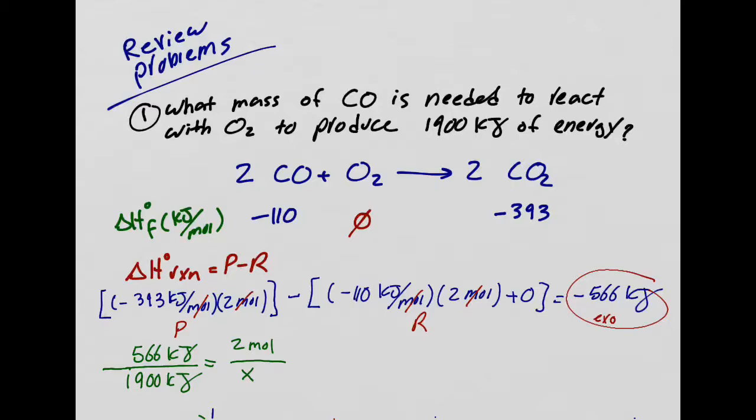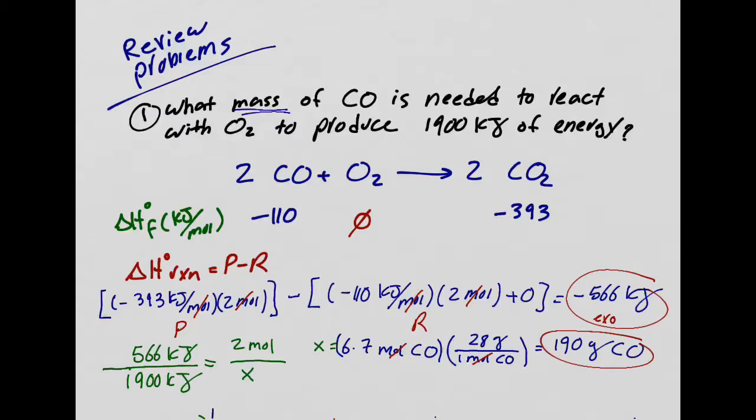Okay, so if I solve for X, X is going to be 6.7 moles of carbon monoxide. Now, it asks you for mass and not for moles. That's okay. If I have moles, can I convert it to mass? Yeah. Using molecular weight. 1 mole of carbon monoxide is 28 grams. So the moles will cancel out, and what I end up getting is 190 grams of carbon monoxide. So what does that mean? I need 190 grams of carbon monoxide to produce 1900 kilojoules of energy.